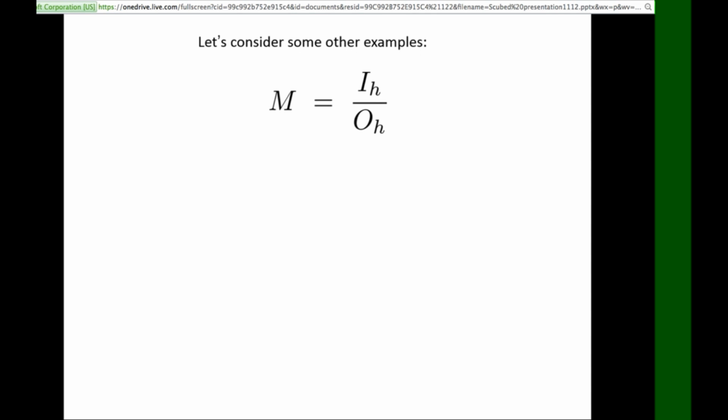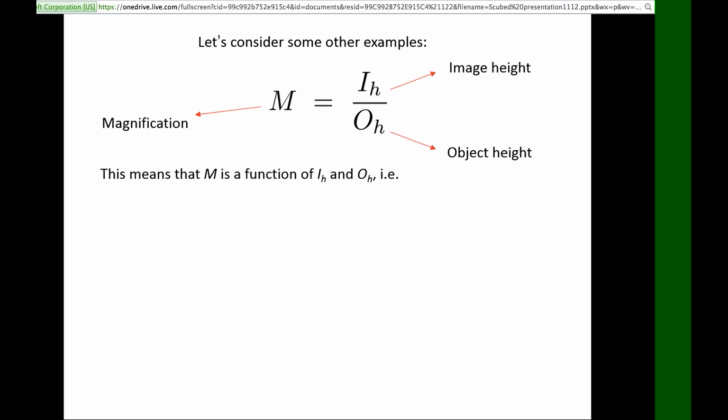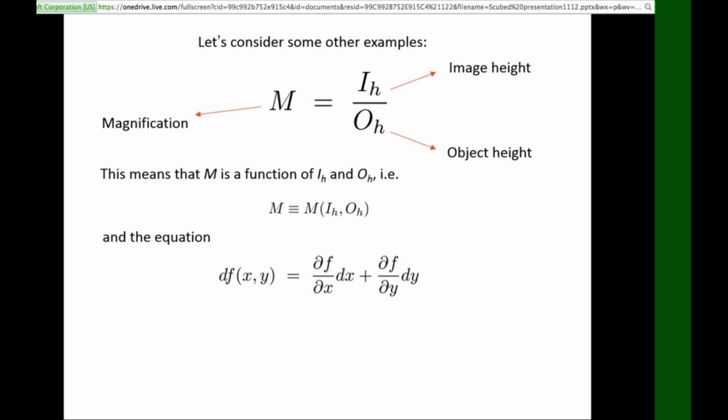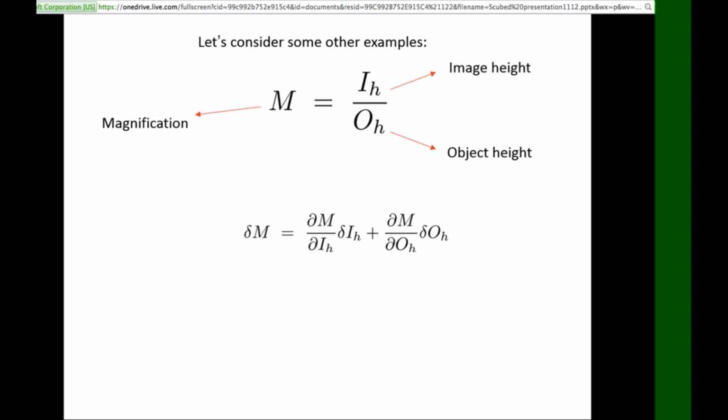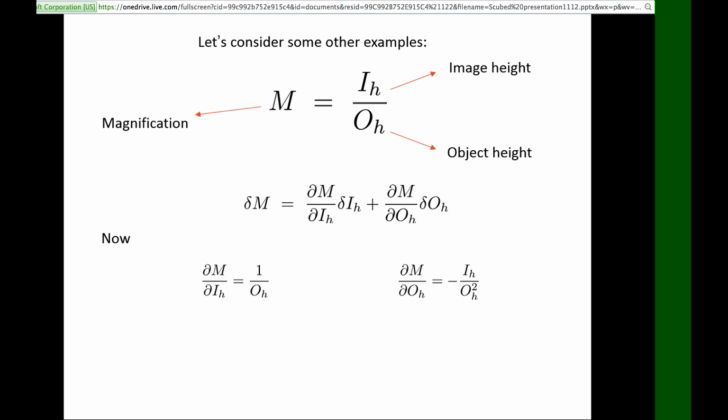Let's consider some other examples. Magnification, which is image height on object height. Again, this means that m is a function of IH and OH. And the equation for f, when f is in terms of x and y, becomes delta m equals partial m by partial IH, delta IH, plus partial m by partial OH, delta OH. Now we can work out partial m by partial IH and partial m by partial OH from the equation at the top, this one, over here.